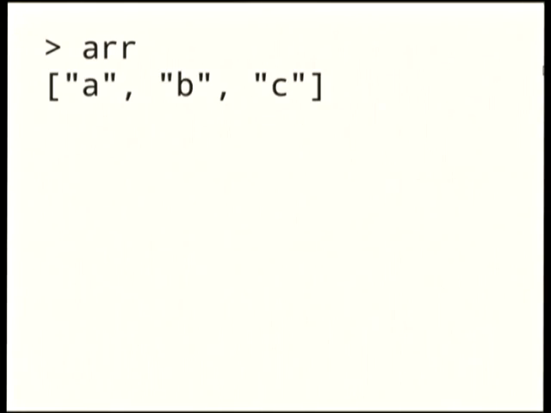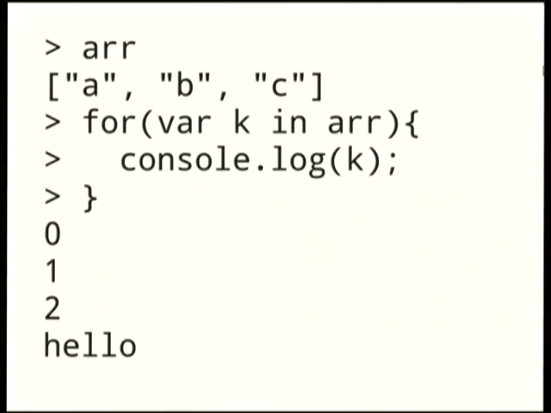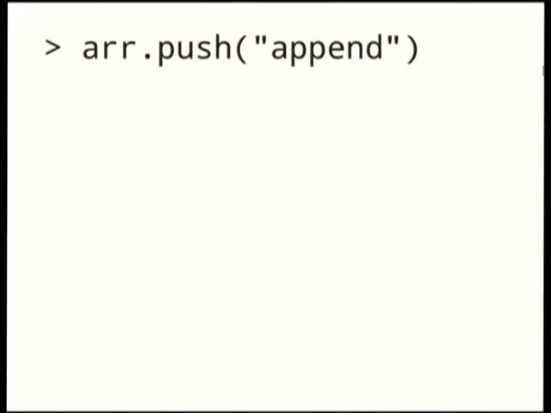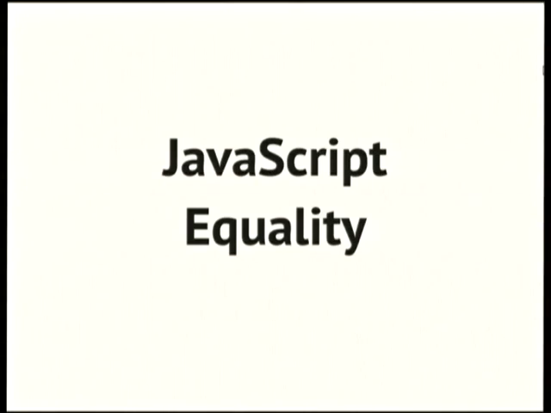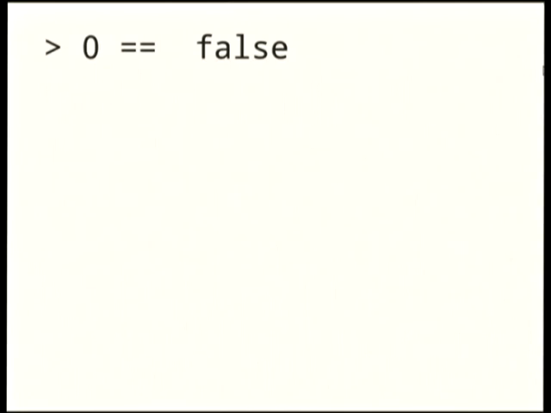And then if we wanted to print out the array, our association would not be there anymore. However, if we were to iterate through our array, it would be there. Because JavaScript. And if we were to append something to the array, we would get the number 4 out, and if we were to try to print out what the actual count of our array was in our own counter function, it would be 5, even though it's 4, because JavaScript. And equality, which is going to be really fun, because, of course, 0 is equal to false.